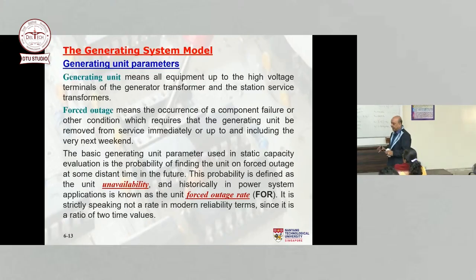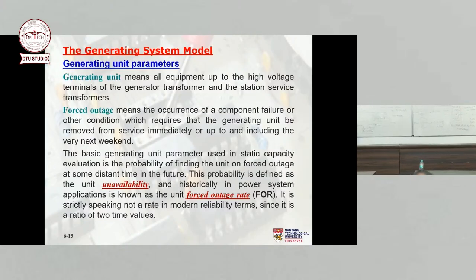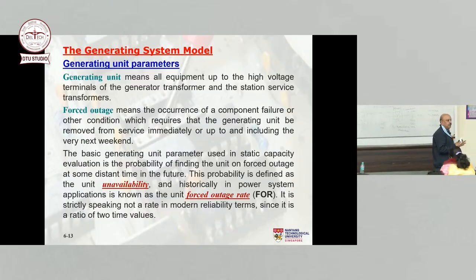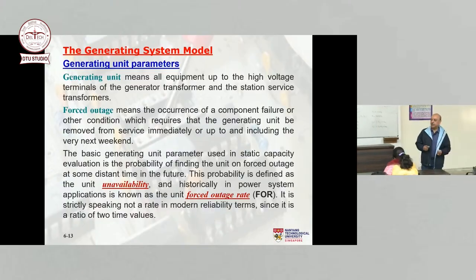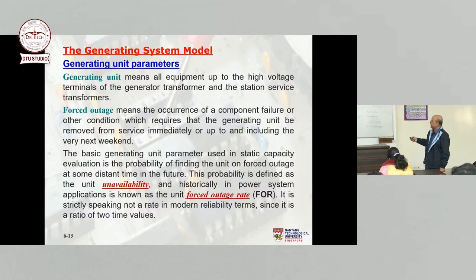So now we are at a stage where we can start to look at the generation system model. And this model is very commonly used by utilities almost throughout the world, but mostly in the Western world, at least that I'm familiar with. And before we talk about the model, I want to introduce you to some key words. What are those key words? Generating unit. What is a generating unit? We use that loosely to say a generator.